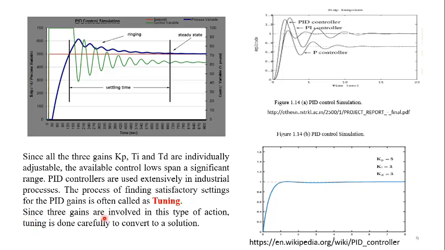Since three gains are involved in this type of action, tuning is done carefully to converge to a solution. So tuning is mainly done manually. This completes our PID type of controller.